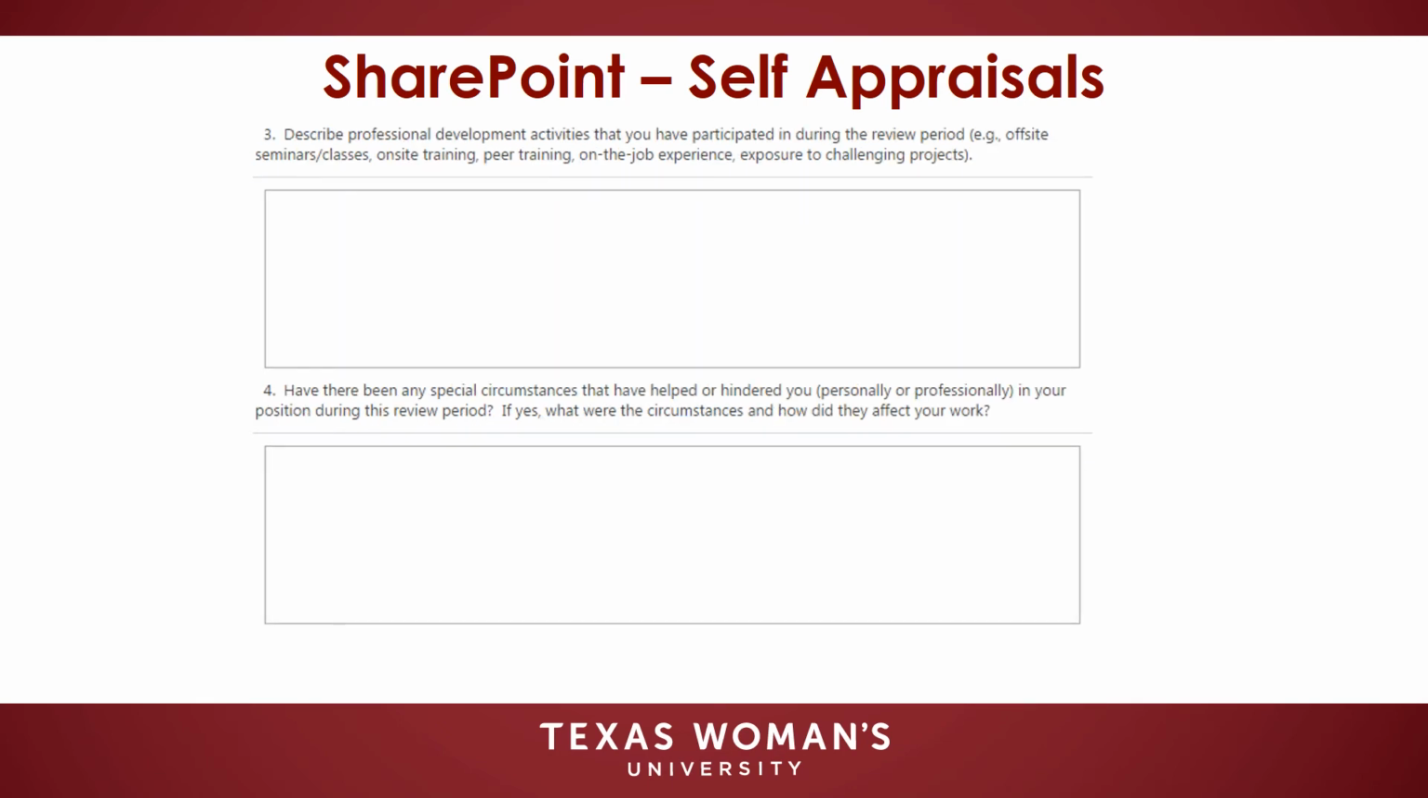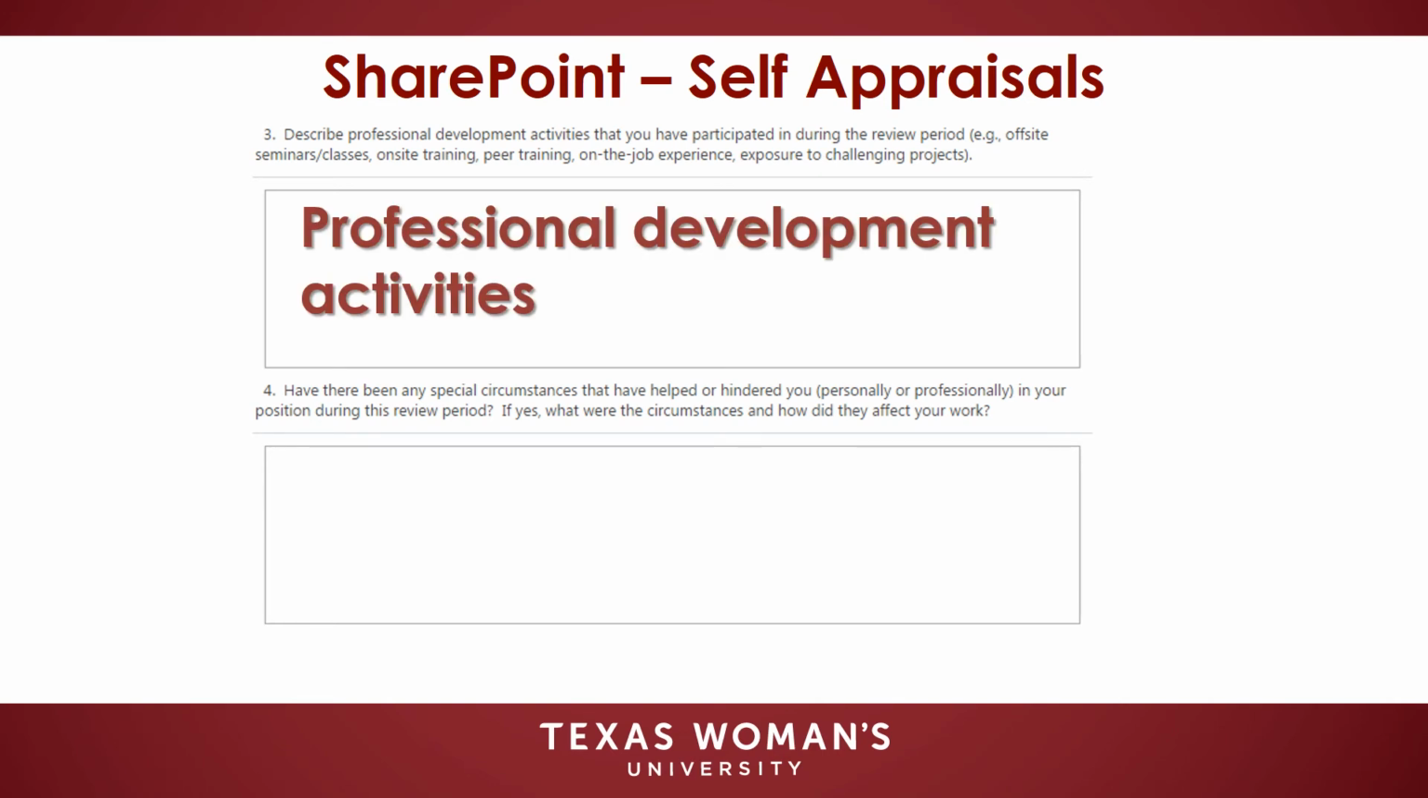The third question on the classified self-appraisal form asks you to provide the professional development activities you have participated in during the review period. This is your opportunity for you to point out your development growth during the year. You will want to provide any skills training you have accomplished, including technology classes, lynda.com, webinars, on-site training, on-the-job training, conferences and seminars you have attended, and any challenging projects that you have participated in that have added to your development.